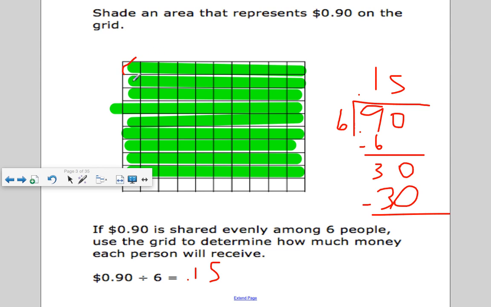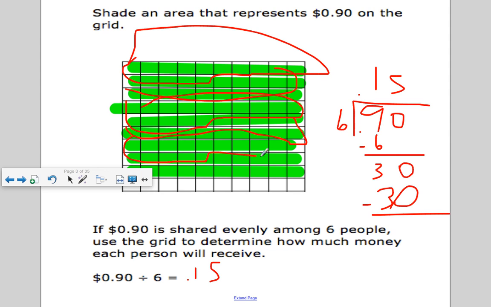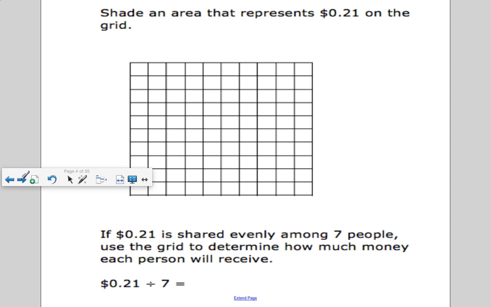Let's see if that's correct. This is one group of 15. So the first person gets 15 cents. The second person gets 15 cents. The third person gets 15 cents. The fourth person gets 15 cents. The fifth person gets 15 cents. And last but not least, the sixth person gets 15 cents. So 90 cents divided by 6 is 15 cents.